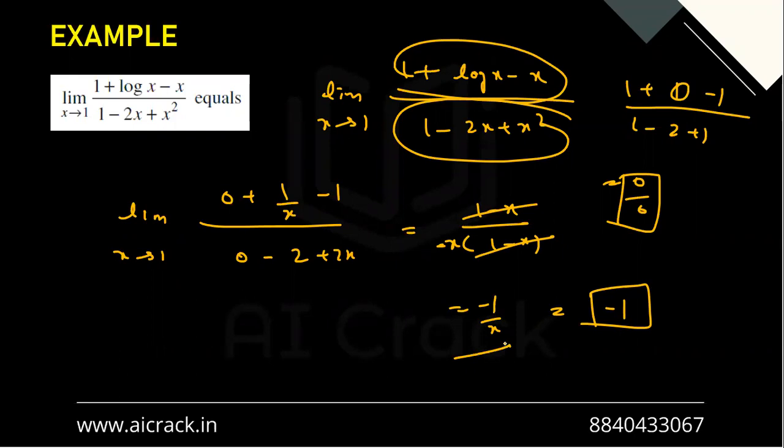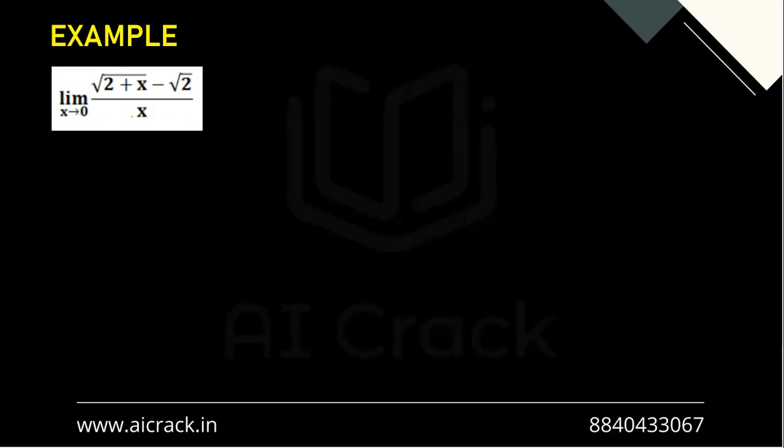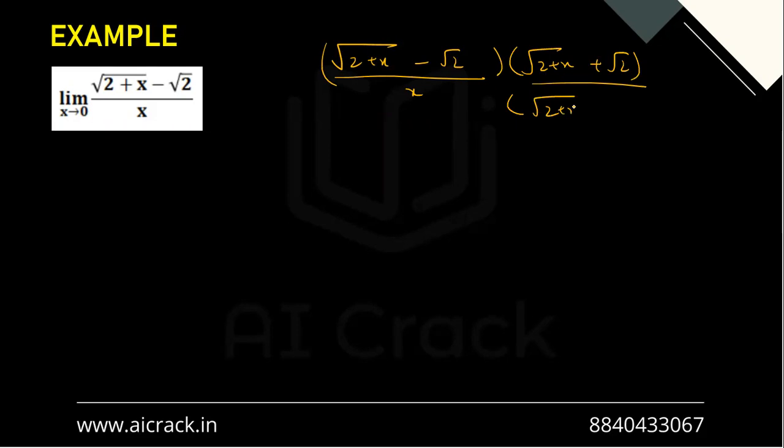Now let us try to solve this example: (√(2 + x) - √2) divided by x, limit x approaches 0. As mentioned earlier, whenever I see something of this sort, √a plus or minus √b, the first thought that triggers in my mind is rationalization. So let's try to do the same. We multiply by (√(2 + x) + √2) divided by (√(2 + x) + √2).